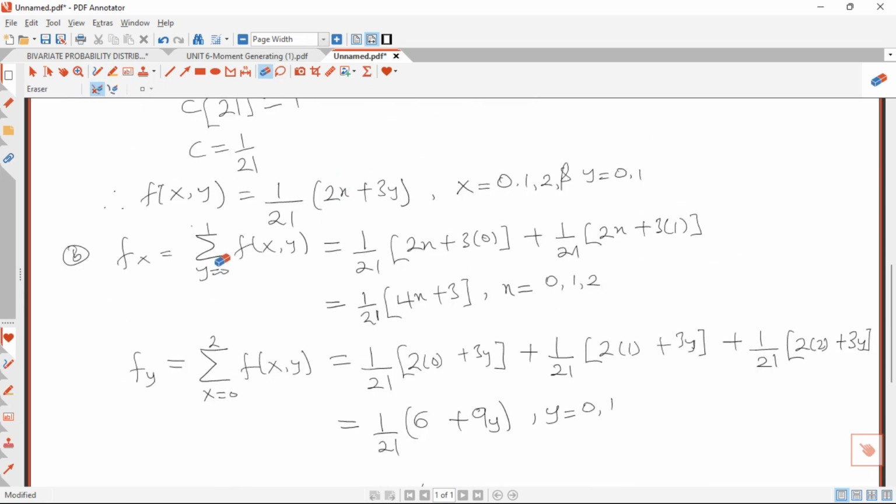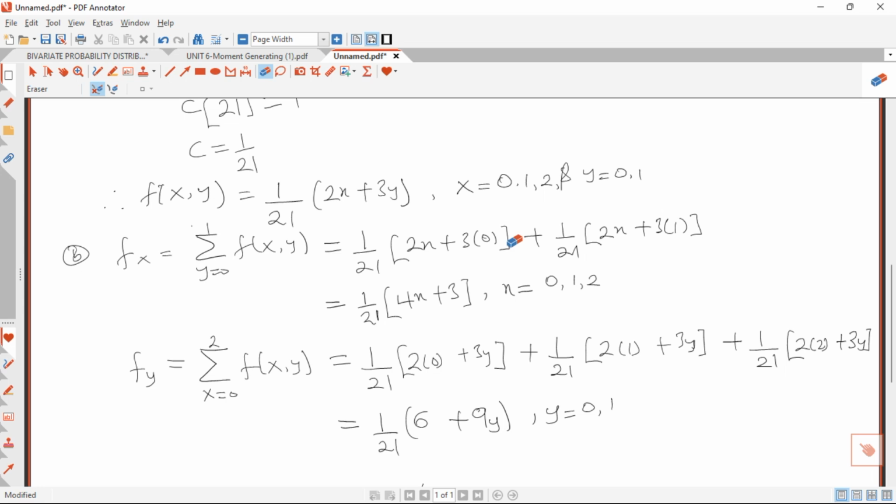So here we are summing on y, right? We are going to have 1/21 bracket open 2x plus 3 times what? 0. For the first instance, I'm going to select y equal to 0, so anywhere we see y, I put 0 there. That's the reason here we are getting 0.